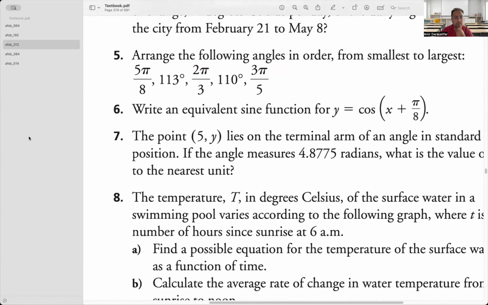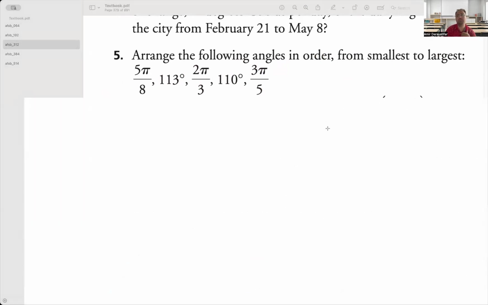So in order to do that, you can convert everything to degrees or everything to radians and then see which one is bigger. I would convert everything to degrees so I can see it easier. So convert the radian ones to degrees and then go from there. Give you a minute.